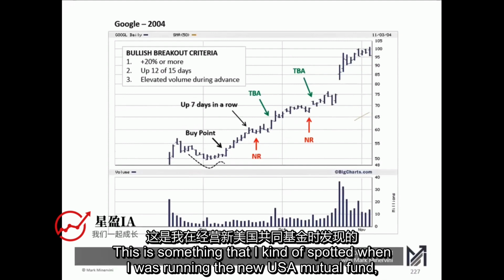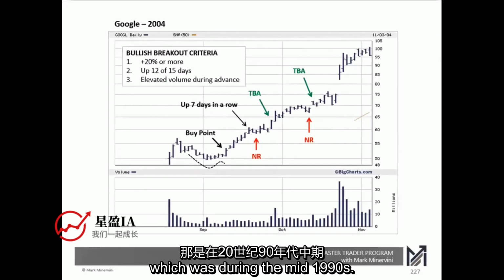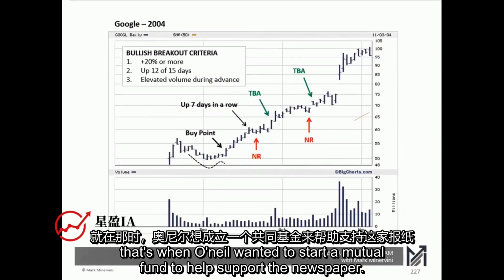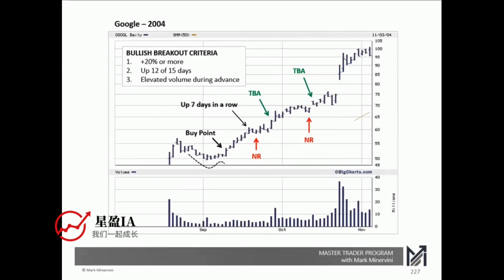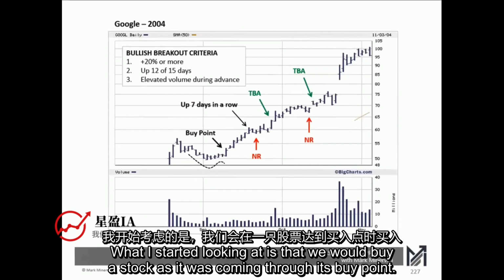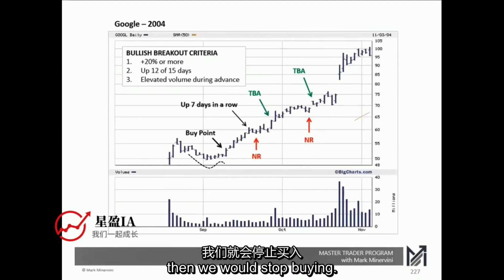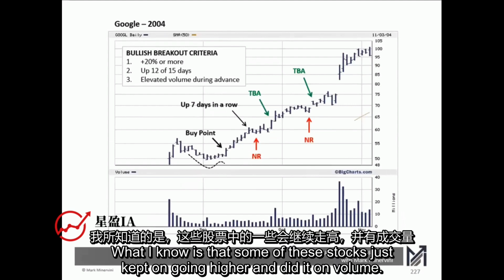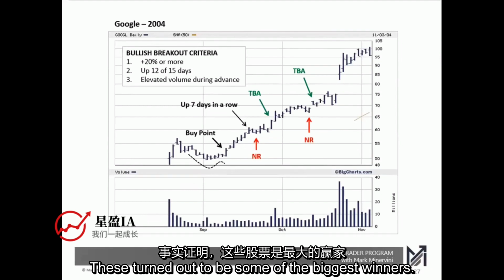Yeah, this is something that I spotted when I was running the New USA Mutual Fund during the mid 1990s. That was with O'Neill, when O'Neill wanted to start a mutual fund to help support the newspaper. What I started looking at is that we would buy a stock as it was coming through its buy point, but when it got extended, we would stop buying. But I noticed that some of these stocks just kept on going higher, and they did it on volume. These turned out to be some of the biggest winners.